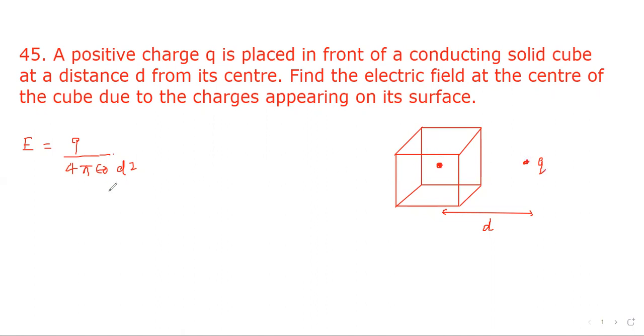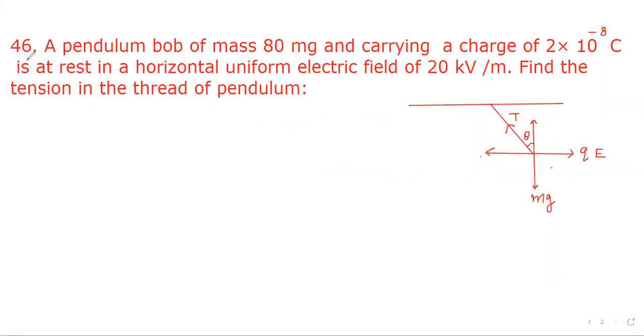So hence we can say the magnitude of the electric field due to charge appearing on the surface of the cube will be same. So E will be equal to Q upon 4 pi epsilon naught d square, and its direction will be just opposite. Now, let's see next question.